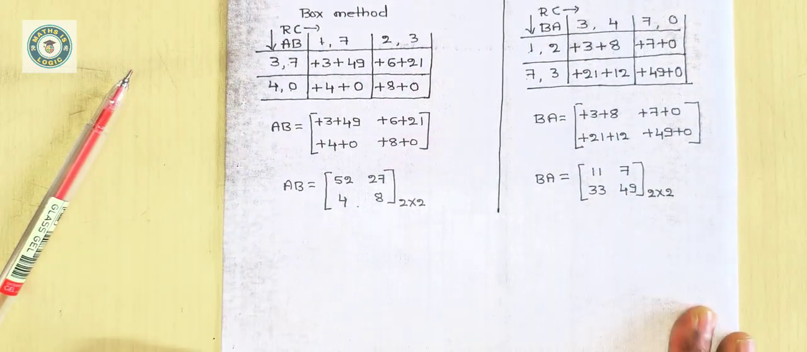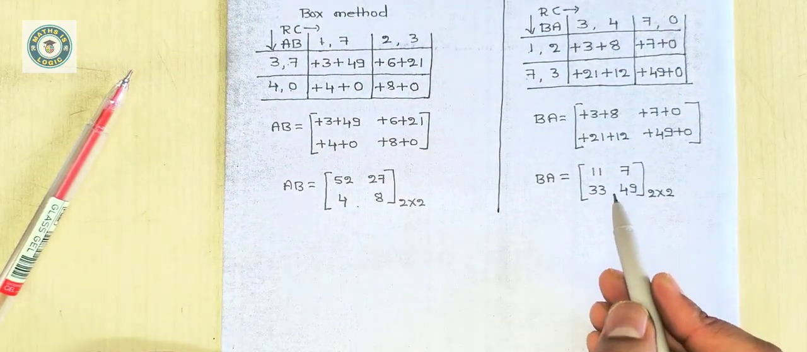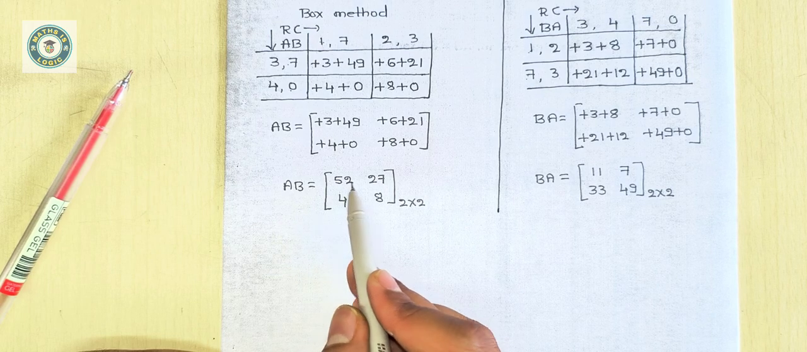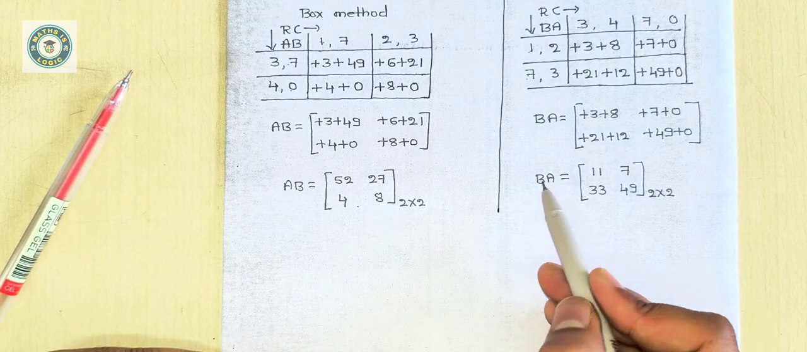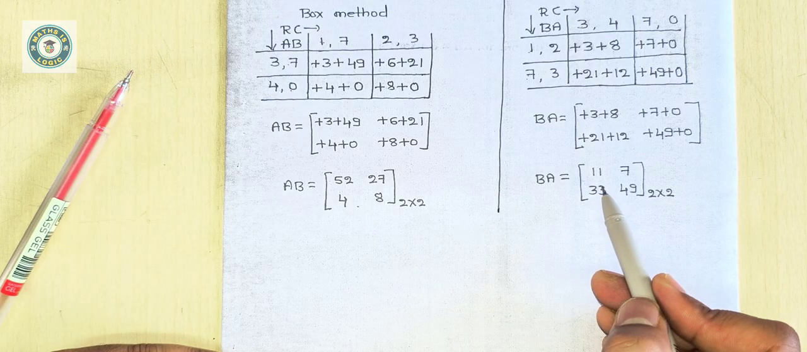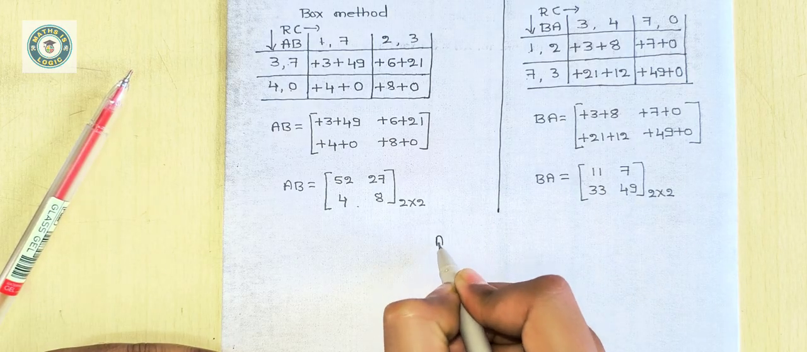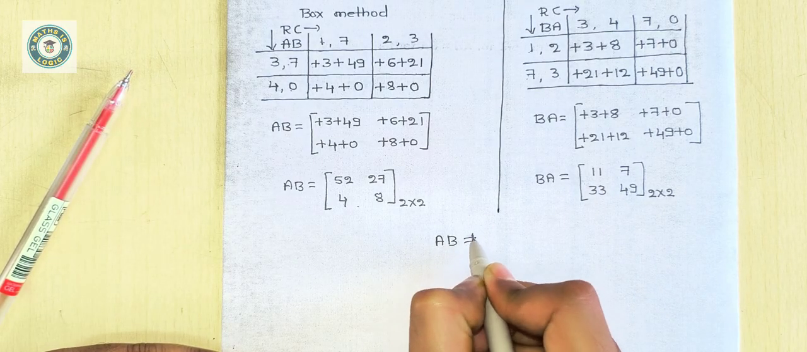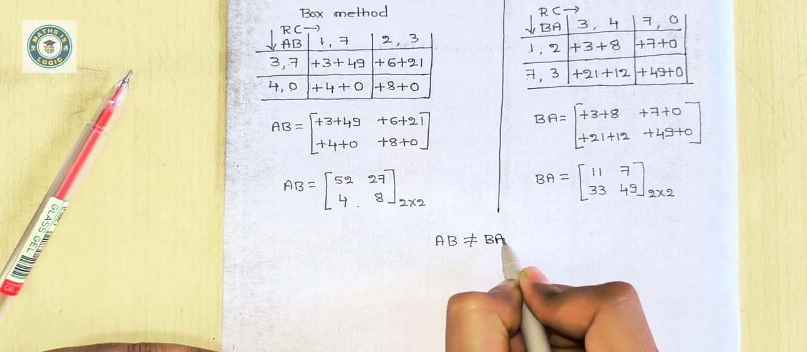Now finally you can see the AB value is 52, 27, 48, and the BA value is 11, 7, 33, 49. These two are different answers. Therefore here we have to write AB is not equal to BA.